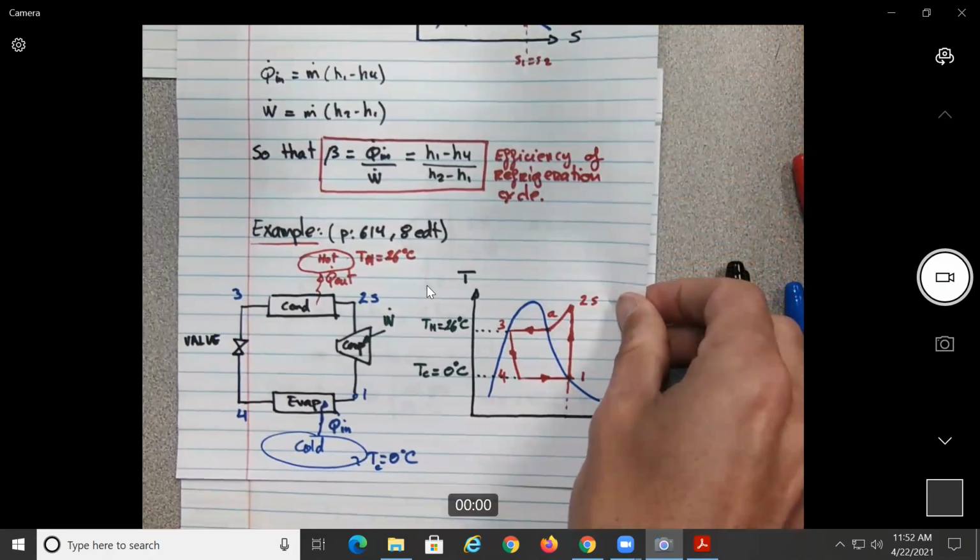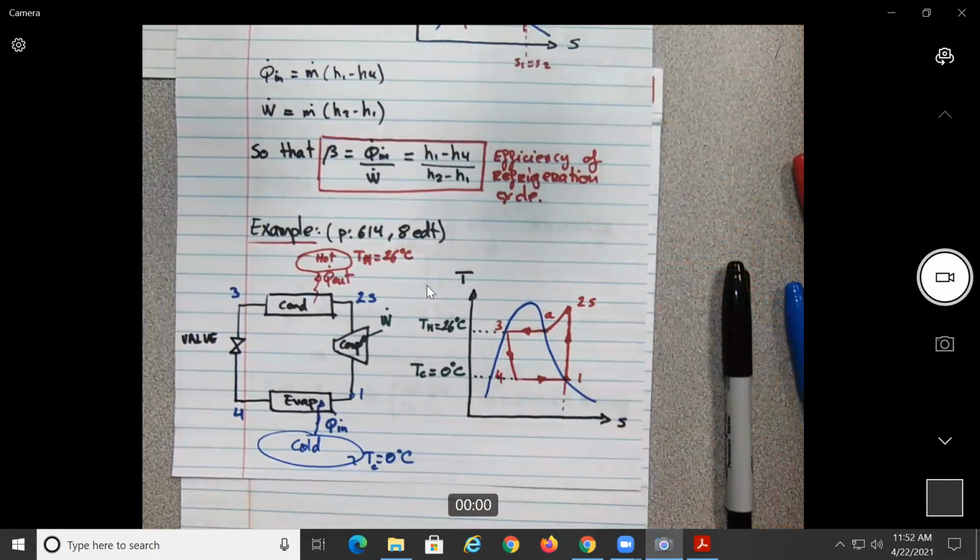Now we need to find h2S. How can we find h2S? We need to know two things. We know the entropy, no? s1 should be equal to s2, but what else do we need to know? Do we know the temperature? No, because this is 26. But what happens between here and here? Constant pressure. So maybe we can go to the tables and find the pressure for these 26 degrees.